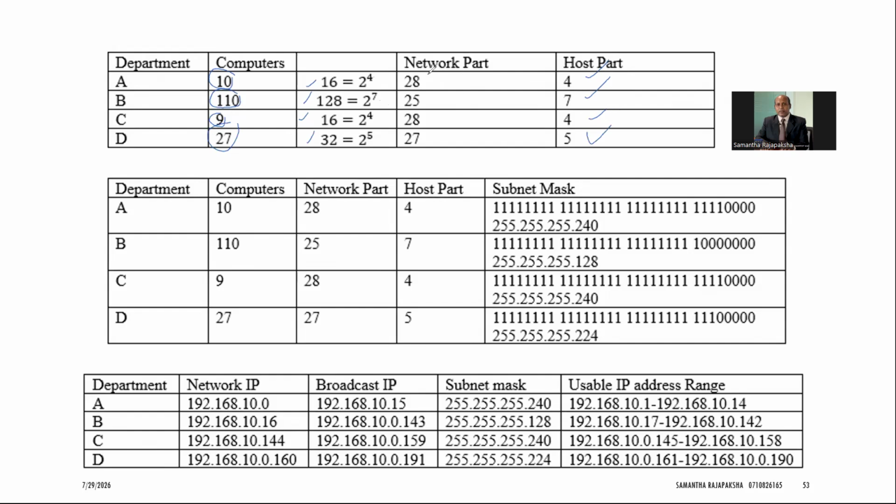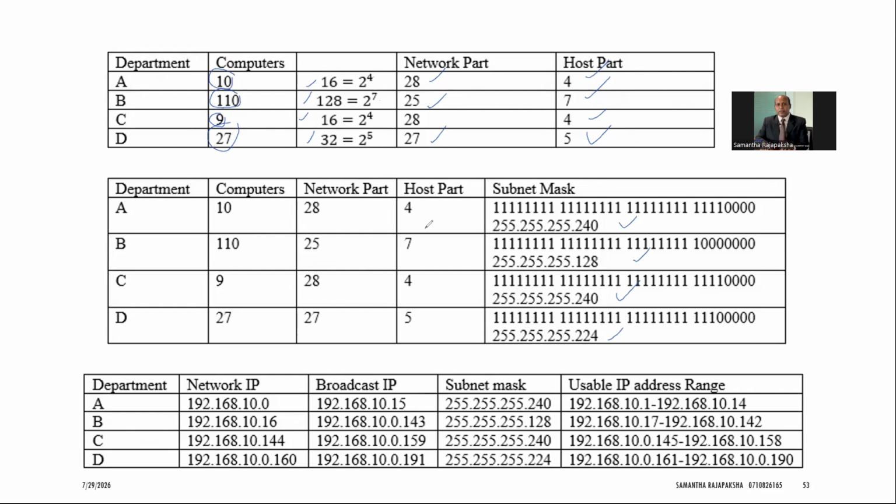Then you can see 32 minus 4 is 28, 32 minus 7 is 25, 32 minus 5 is 27. So in the network part, for the first one you have 28 bits as 1 and 4 bits as 0. Therefore, you can easily calculate the network mask. We have to make 4 bits 0 here. Here you have to make 7 bits 0. Here we have to make 4 bits 0. And here 5 bits 0.